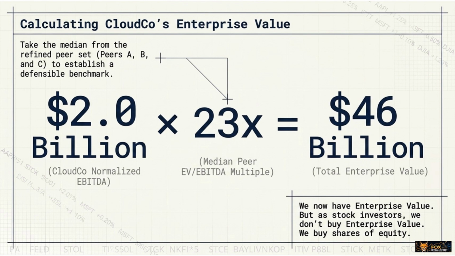If CloudCo generates a normalized EBITDA of $2.0 billion, the math is pretty simple. We just multiply that $2.0 billion by our 23x multiple. That gives us a total enterprise value of $46 billion for CloudCo.